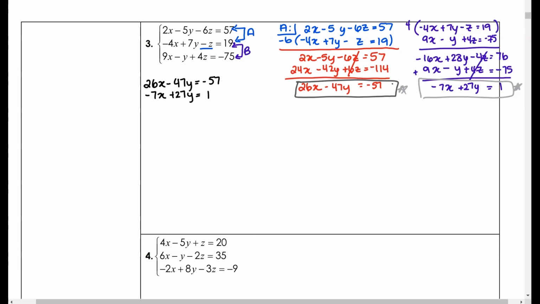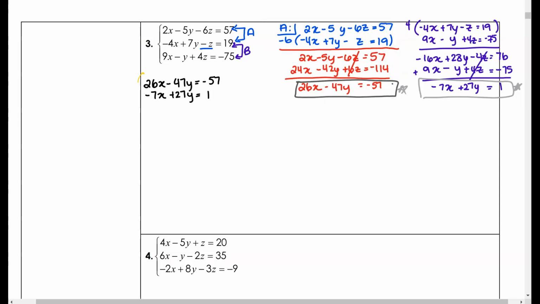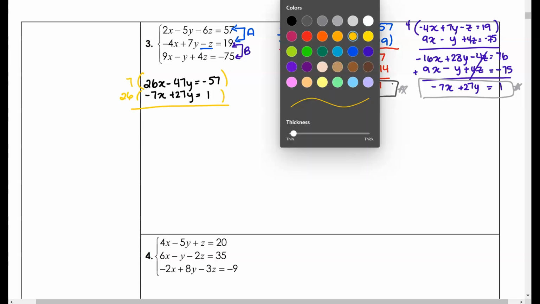Now let's get rid of the x variable. Because 26 and 7 don't really have anything in common, I'm going to have to multiply that top equation by 7, and I'll multiply that bottom equation by positive 26. In doing that, I'm going to end up with 7 times 26x, and that's going to give me 182x.